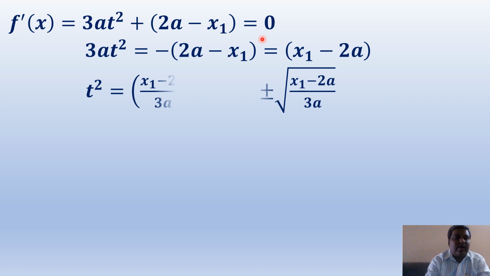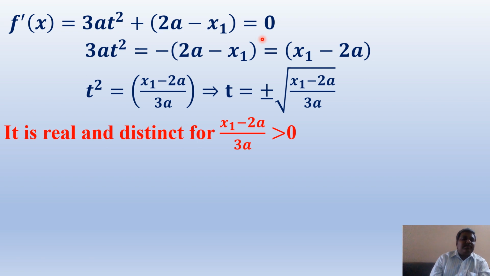What about t square from this? X1 minus 2a by 3a, which implies t is equal to plus or minus root of x1 minus 2a by 3a. Right? Now it is real and distinct for what? X1 minus 2a by 3a should be greater than 0. T square is always positive, so the under root value must be positive. That is why I am considering x1 minus 2a greater than 0.